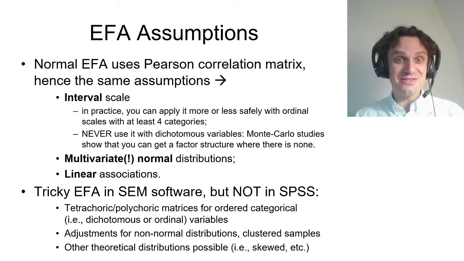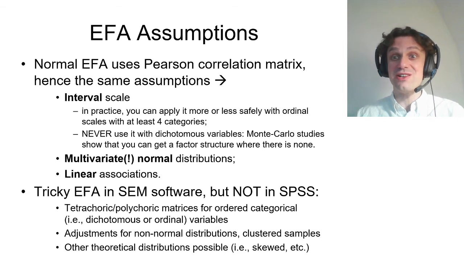And for this kind of data, what you need is a tetrachoric correlation matrix, or for ordinal data, you can use polychoric correlation matrices. Unfortunately, these are not available in SPSS, but in other SEM, structural equation modeling software, you can easily find these capabilities.